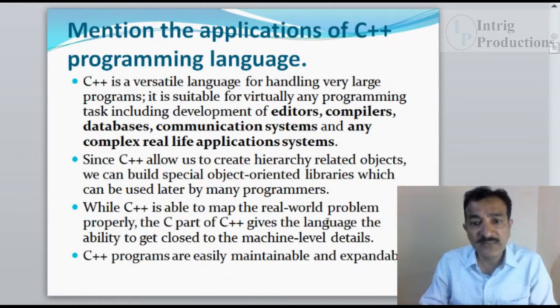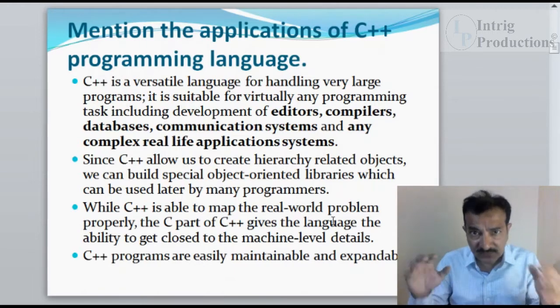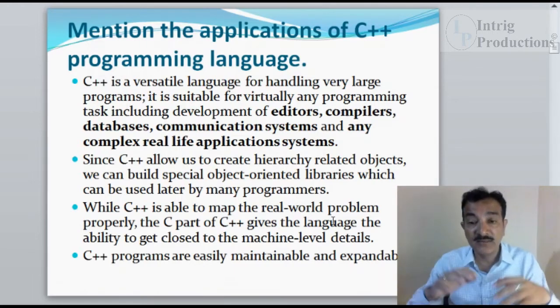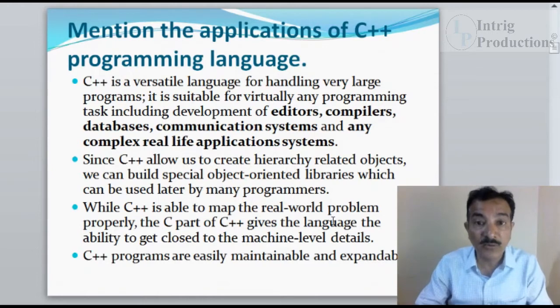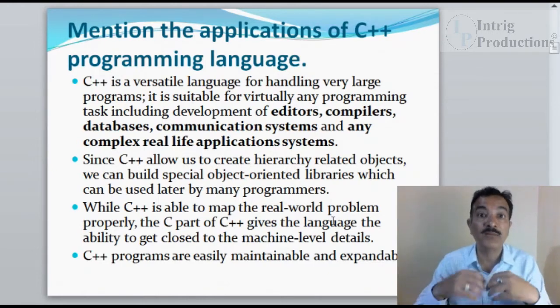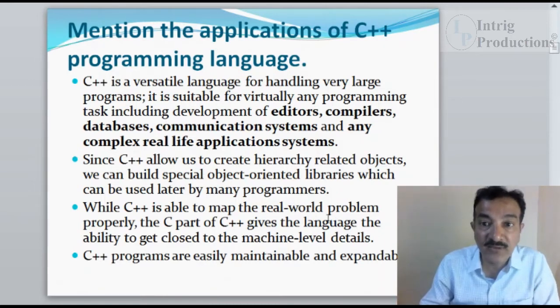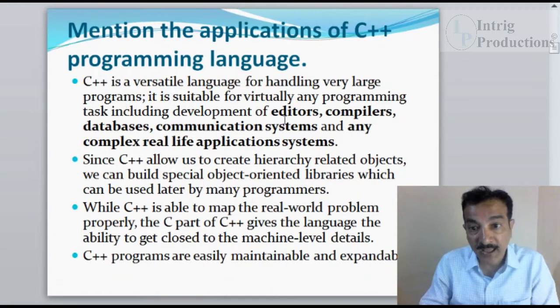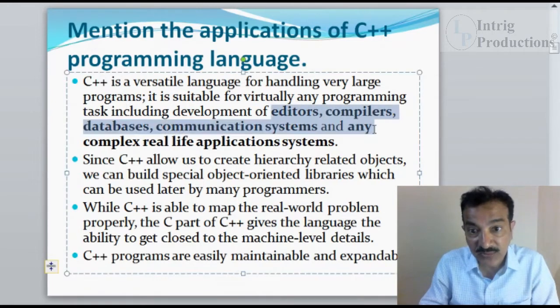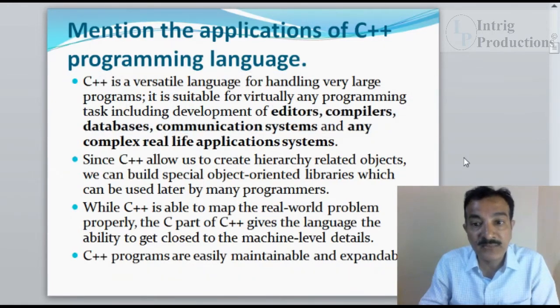While C++ is able to map the real-world problem properly, the C part of C++ gives the language the ability to get close to machine language details. So it can do everything that C does, but it has an added feature. You can write a program which is more maintainable and more easily expandable, and that is the advantage of C++. These are the applications you can have, like editor, compiler, database, communication system. You can write any program with C++.